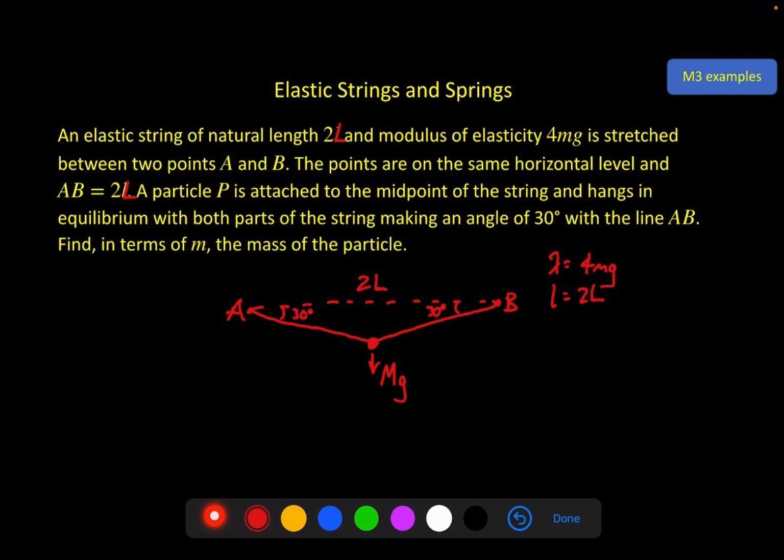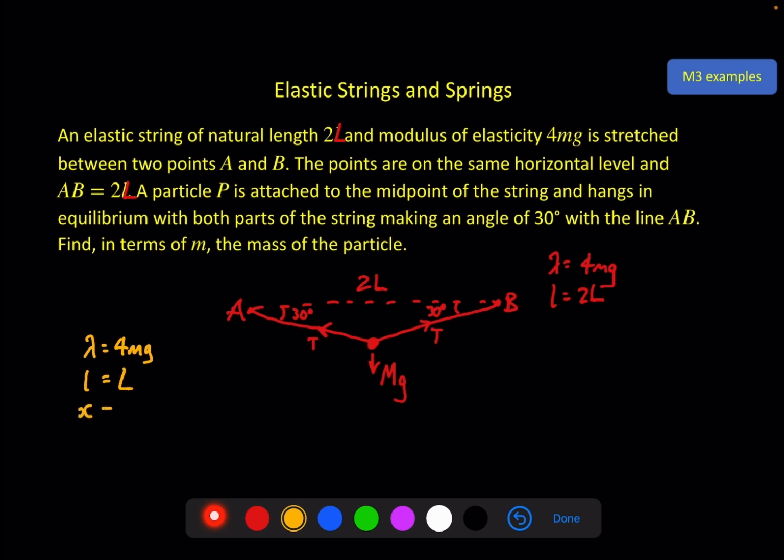What we're doing here, again, is to consider the forces. So I'm going to call this T, and this T, and they will be the same T because it's the same string. So lambda is the same, and midpoint here means that these two natural lengths will be the same if I consider them as if they were two separate identical strings. So for one of those two, I would have lambda is equal to 4mg still. The natural length would just be L.